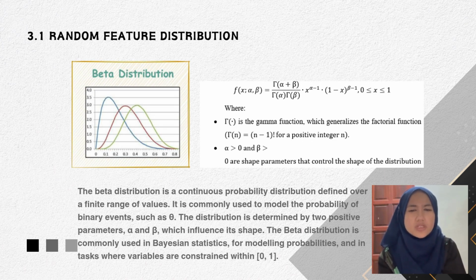Beta distribution. The beta distribution is a continuous probability distribution defined over a finite range of values. It is commonly used to model the probability of binary events such as theta. The distribution is determined by two positive parameters, alpha and beta, which influence its shape. The beta distribution is commonly used in Bayesian statistics for modeling probability, where variables are conceived within 0 and 1.